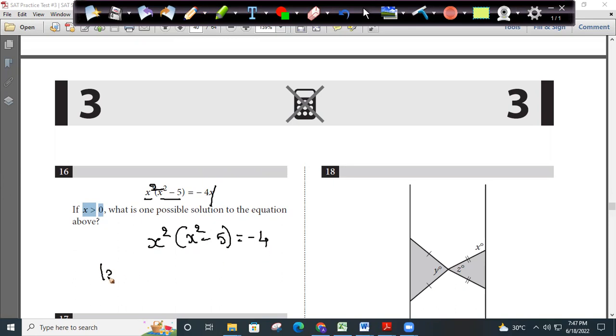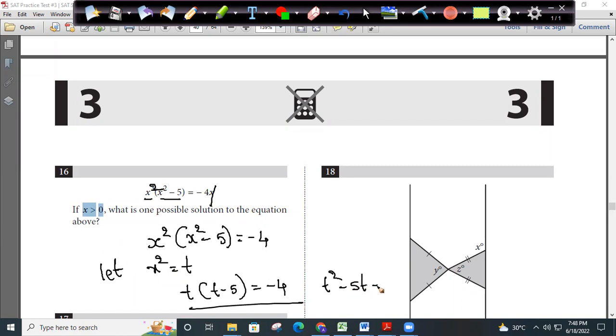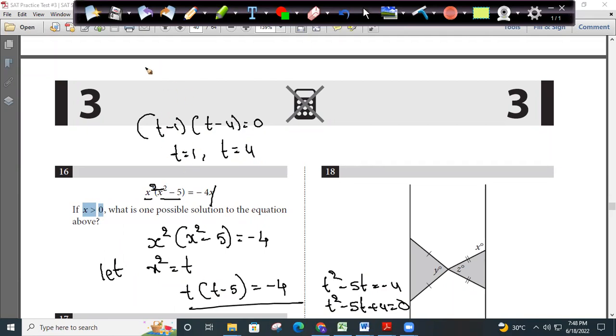Now the first condition, let x square be equal to t. So t into (t minus 5) is minus 4. So t square minus 5t is equal to minus 4. No need to do all this, because you can write directly this step here. So now factorize this. I get (t minus 1) into (t minus 4) equal to 0. t equal to 1, t equal to 4. t is x square.